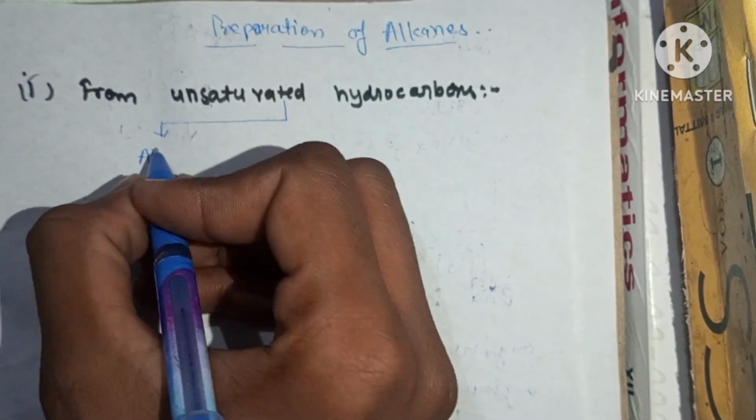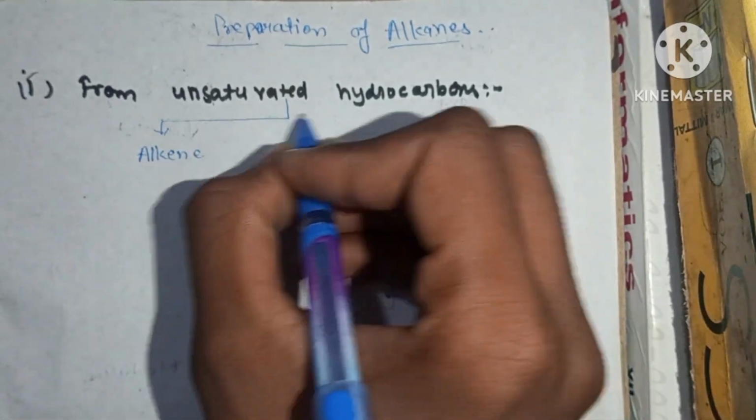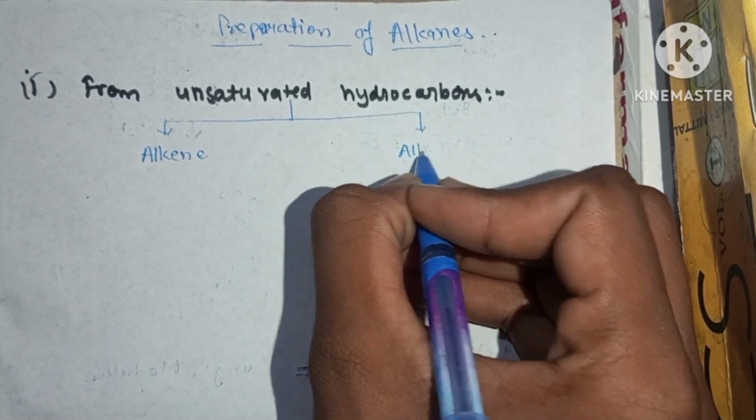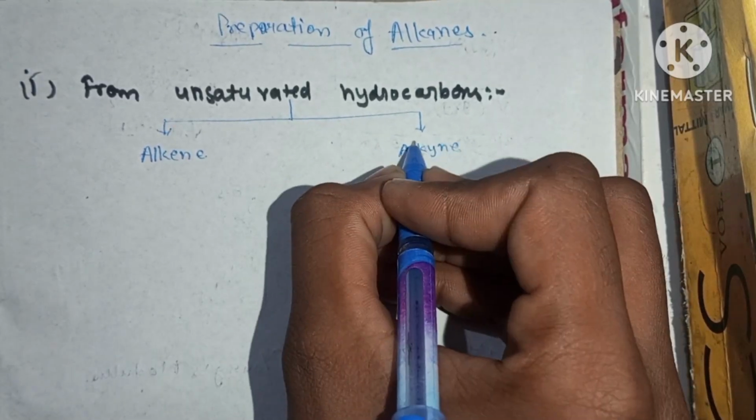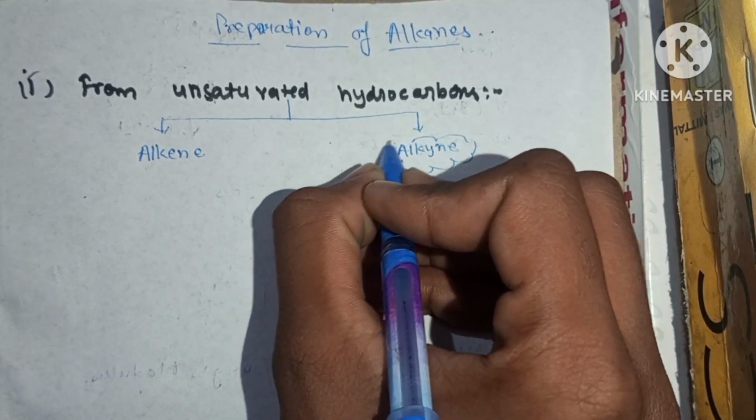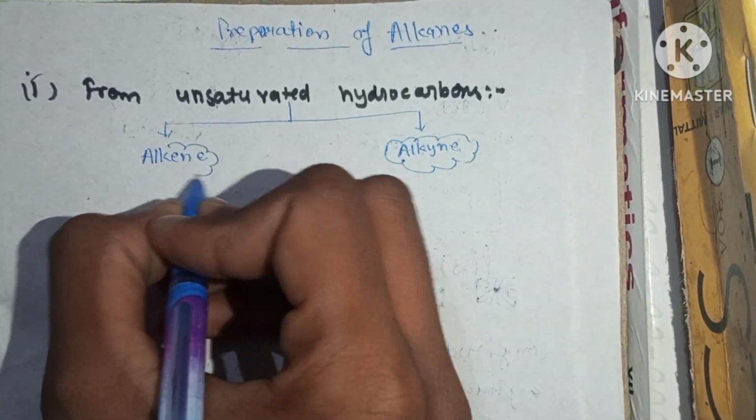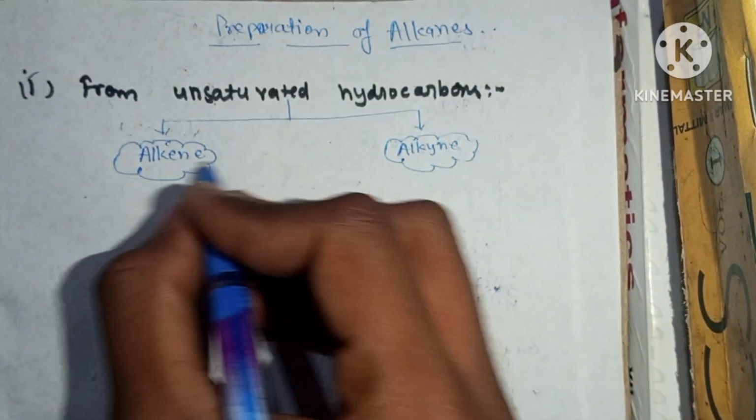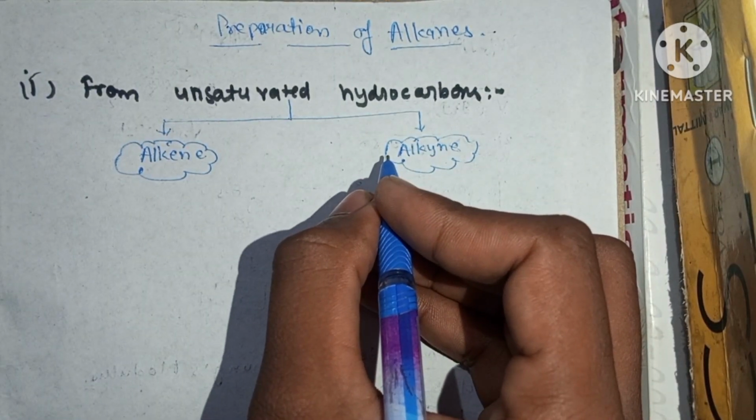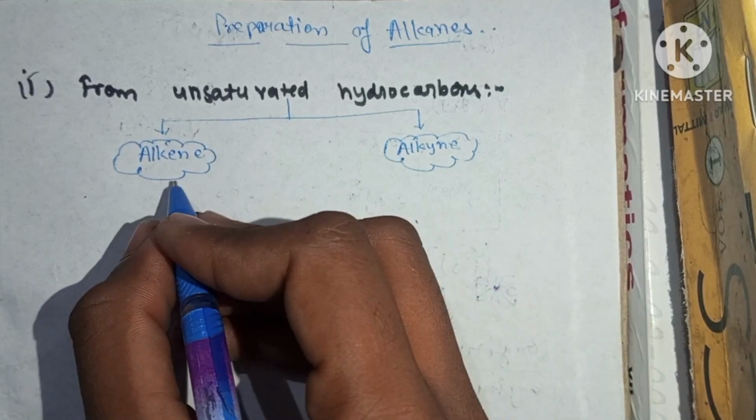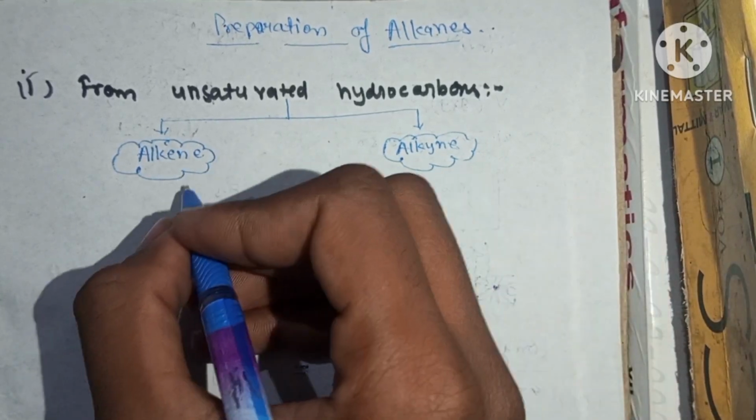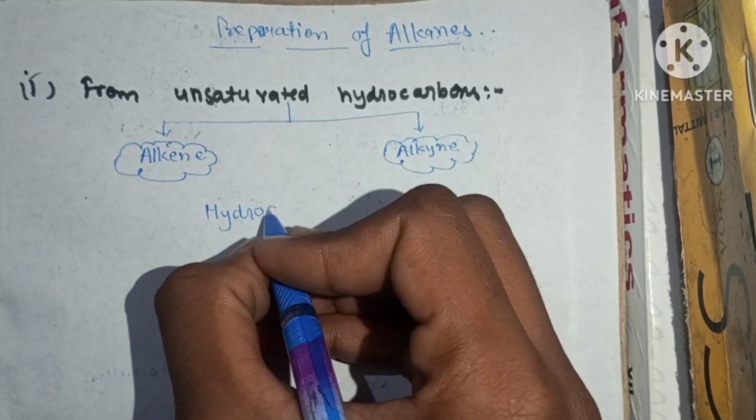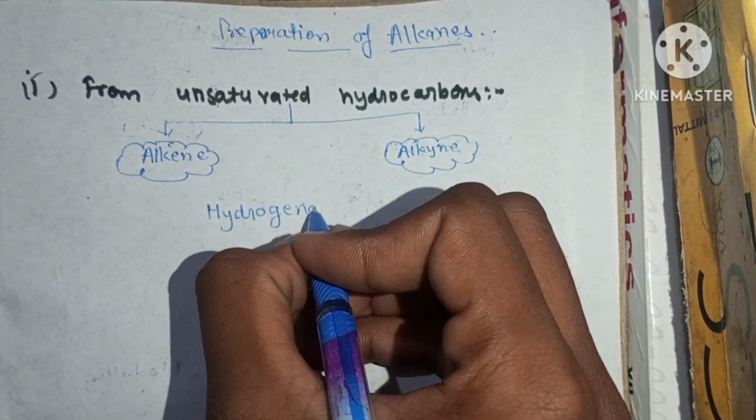First is alkene and second one is alkyne. So how do we prepare alkane from alkene and alkyne? We prepare alkane from alkene and alkyne by the process of hydrogenation.